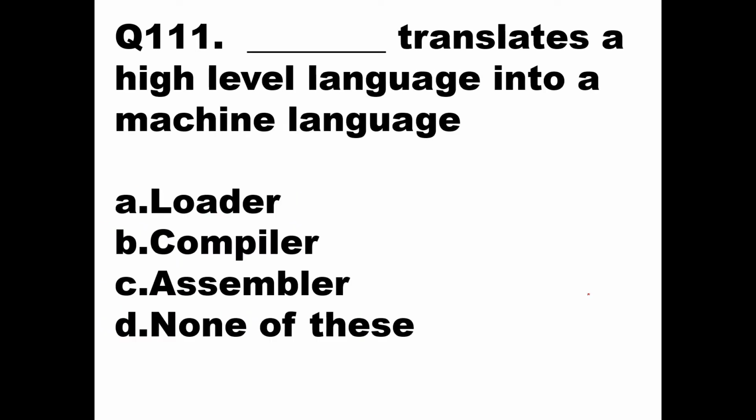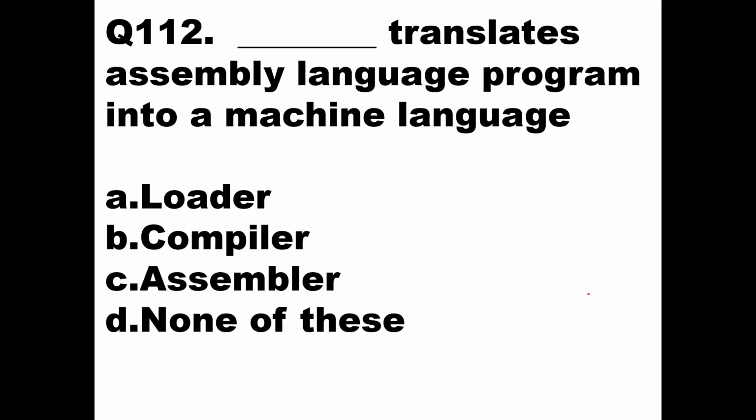Clear? Then we'll go to the next question, question number 111. Dash translates a high level language into a machine language. Whenever you want to convert a high level language like C or C++ into machine language, you need a compiler. So a compiler is a software which will convert high level language into machine language. So here the option should be B, compiler.